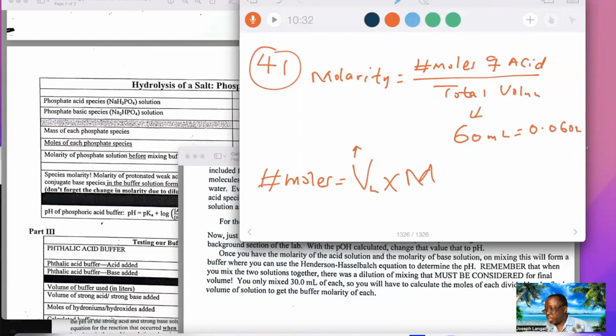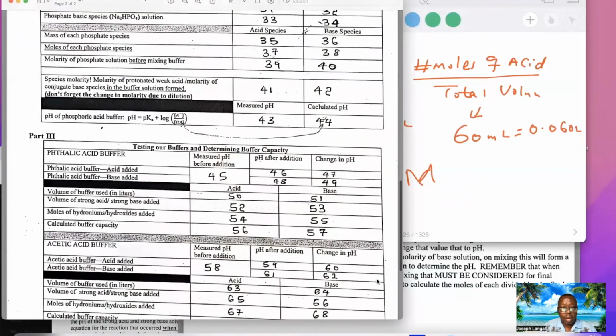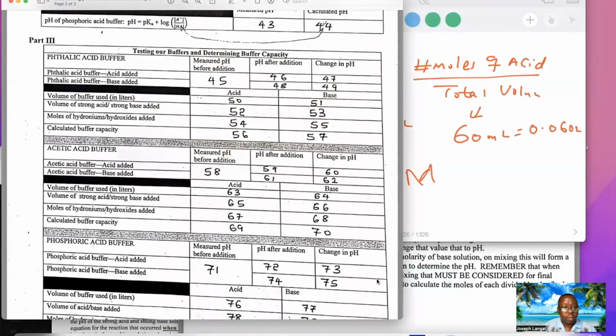You took 30 ml, which is 0.030 liters. You use 30 ml, and the molarity you had to find from which line? The molarity of the acid right here.